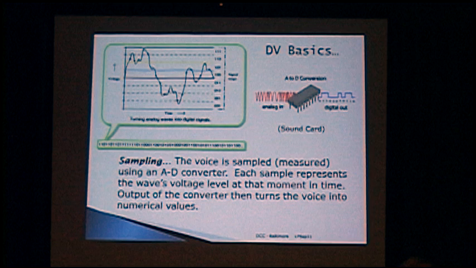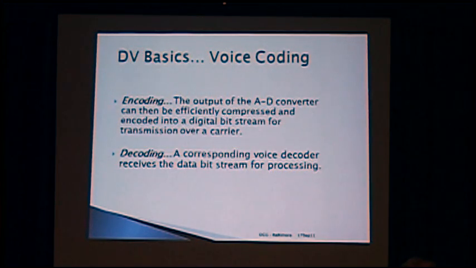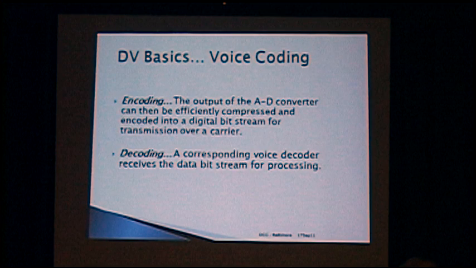So the first thing we have to do for digital voice is to get the analog converted. And we do that through sampling. And as George mentioned, there's sound cards that do that for us with the A to D conversion. Each sample represents the wave's voltage level at that moment in time. And that output goes into a converter, which turns it into numerical values. That's a very simplistic way of explaining it. But of course, we have to do some more things. We have to encode that so we can efficiently compress it. Otherwise, we would have to have a lot of spectrum to be able to send, say, a wave file over HF. And the reverse of that's decoding. The corresponding voice decoder receives a data bit stream for processing.